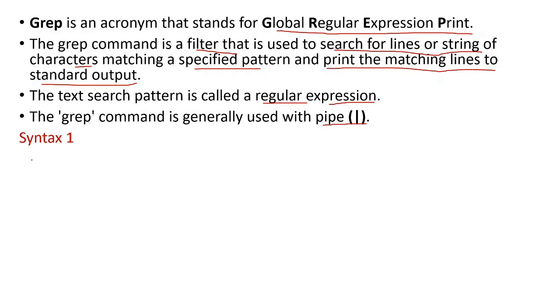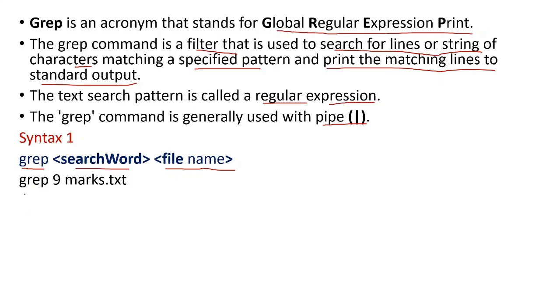The syntax for the grep command, syntax 1, is: use the keyword grep, then your searching pattern, and then the input, that is a file name or any particular input. This is the example: the grep command, this is the pattern which you want to search, and this is the file name. So you want to search the number 9 from this file. Wherever there is a number 9 in that file, it is going to display all those lines on the screen.